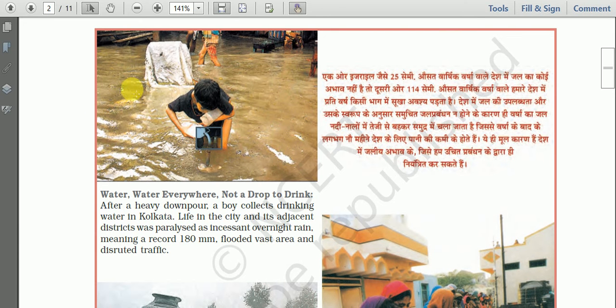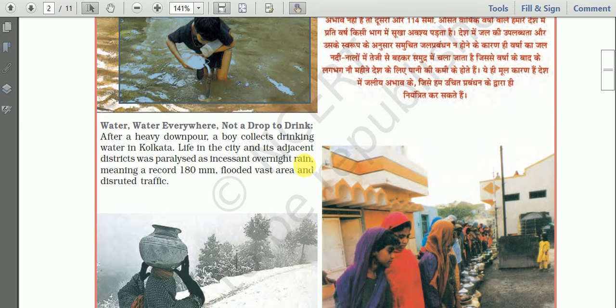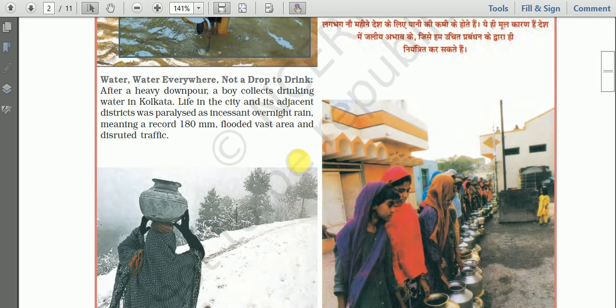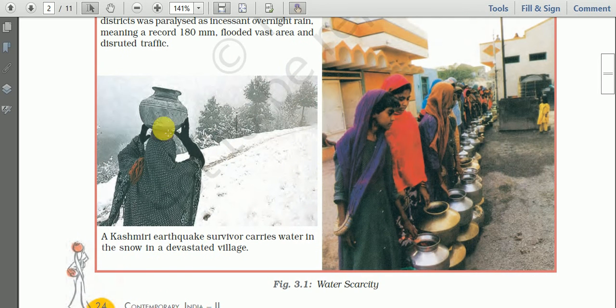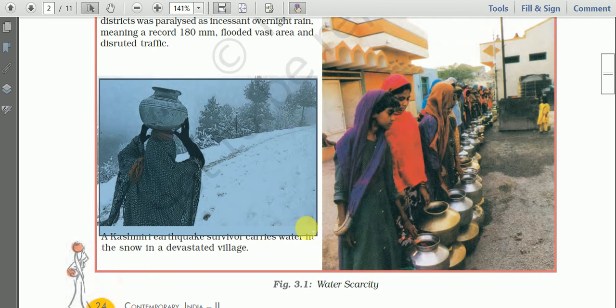So we have enough water. We have enough water surrounding us, but the water cannot be used. So this is one example. Yes, Pauroven, your point is very good. Then these are the other scenes where there is water scarcity. Here also we see the same example.